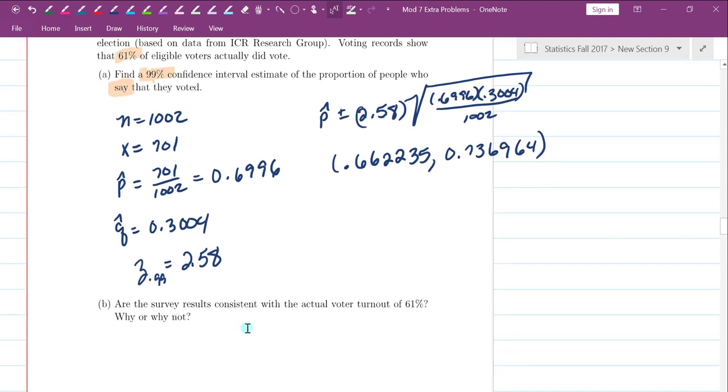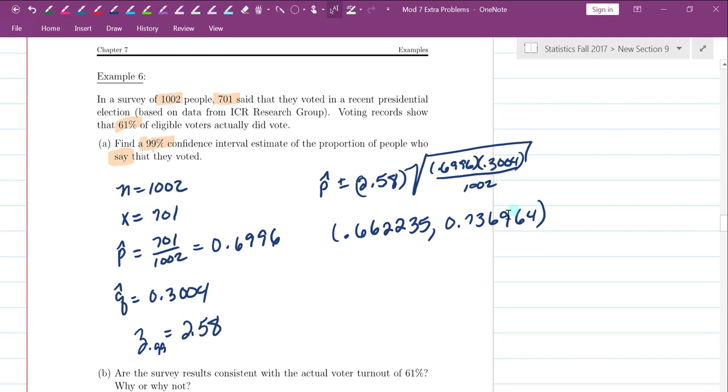Are the survey results consistent with the actual voter turnout of 61%? Actually, no, they're not, because we know from the data that we can factually collect exactly what percentage of registered voters did vote, and that is 61%. And when we talked to people in our survey, in this case 1,000 people, the voting response was higher, from 66 to almost 74%.